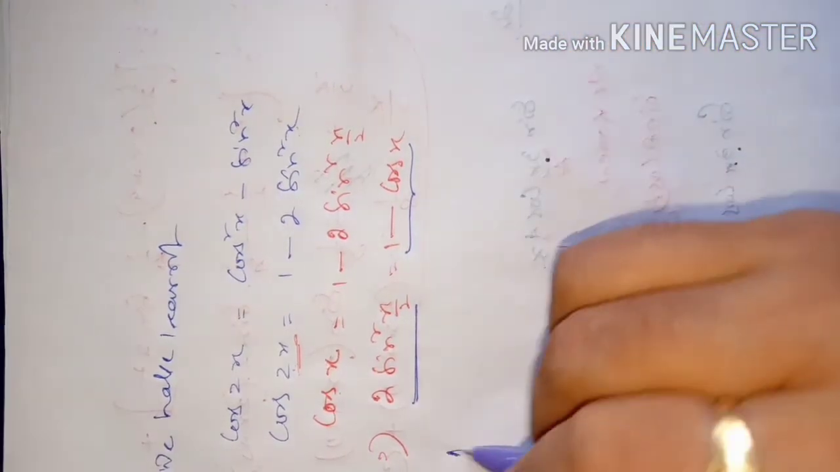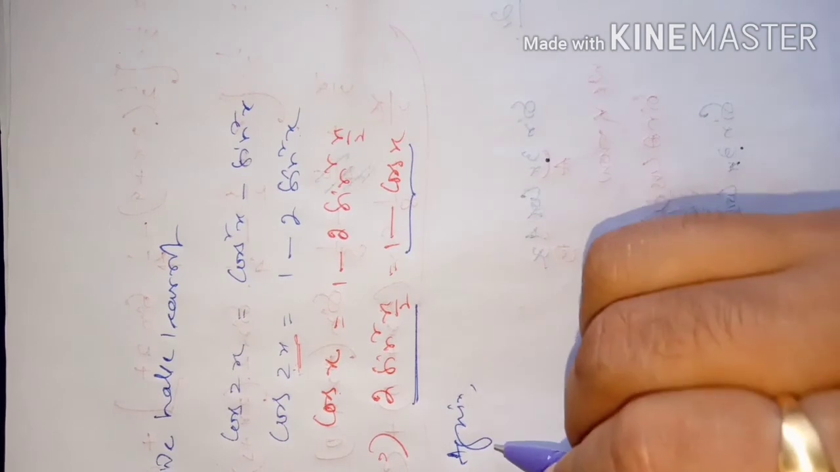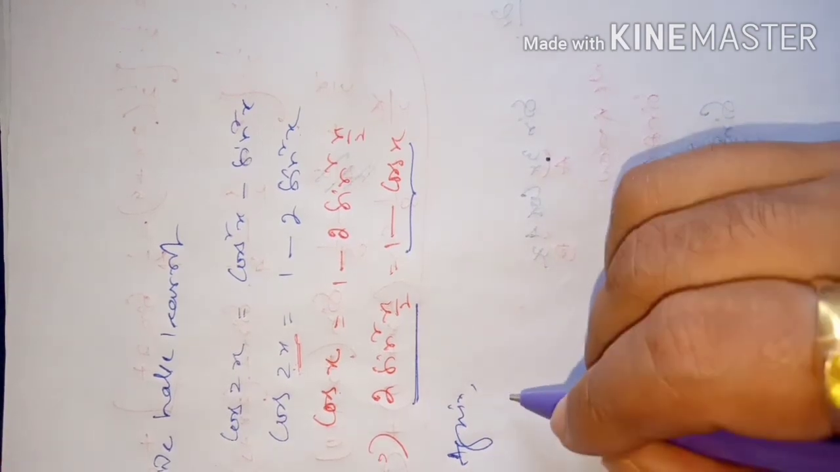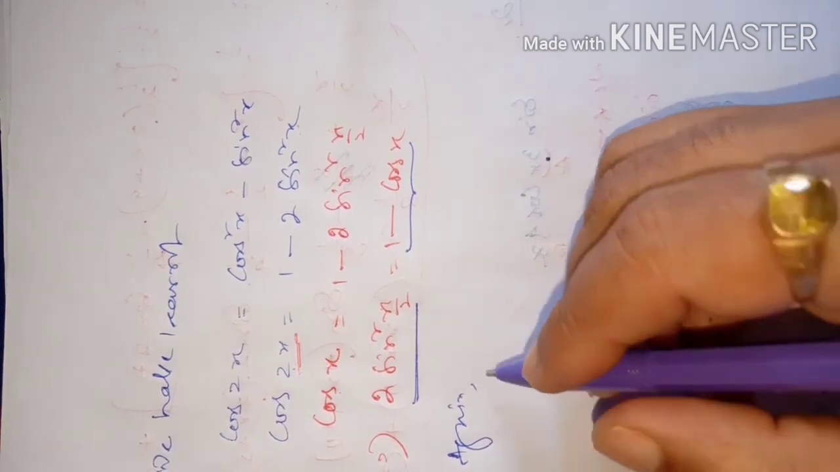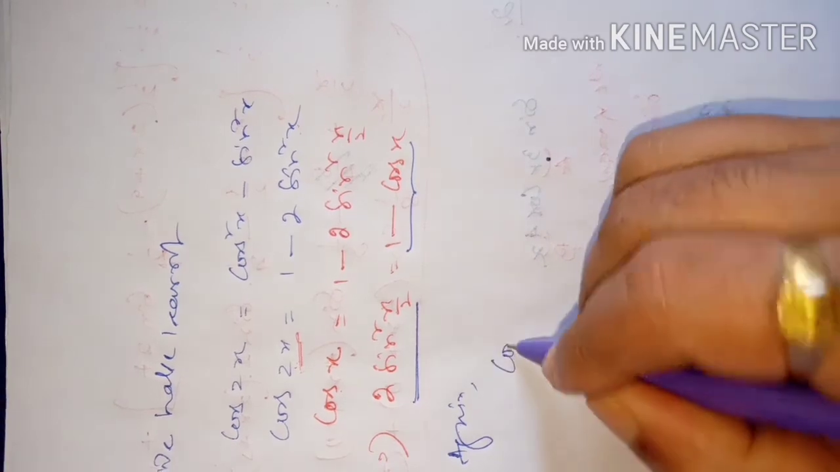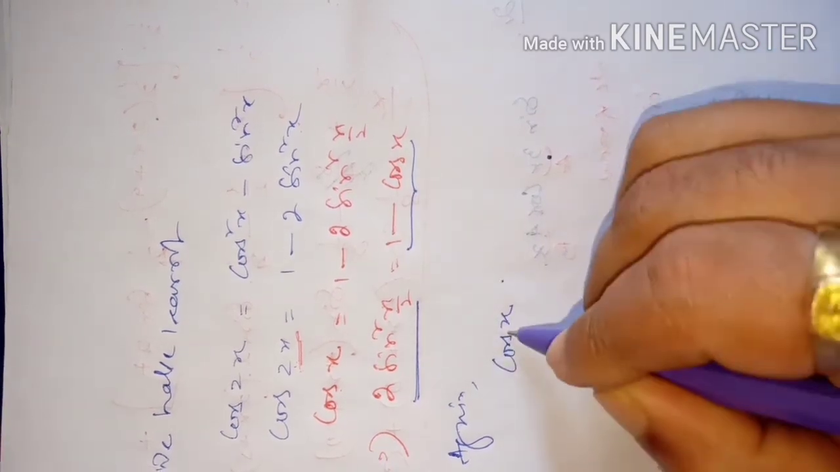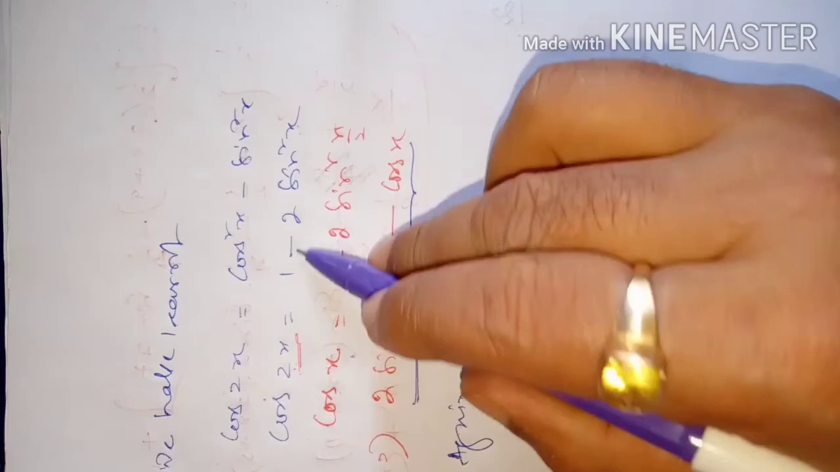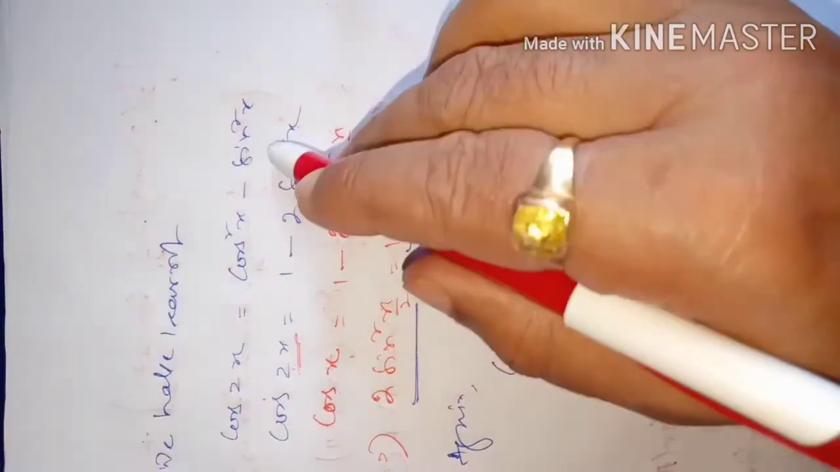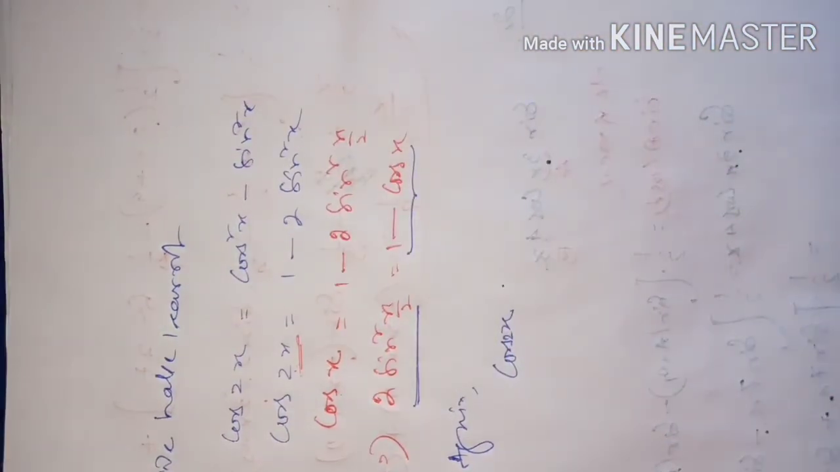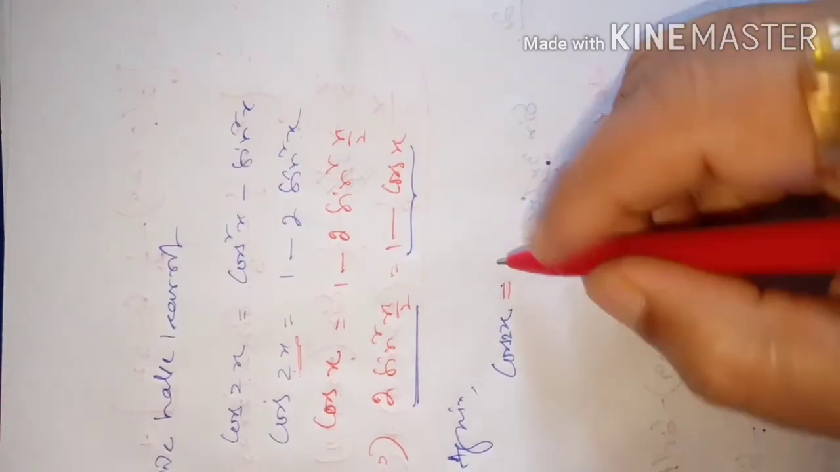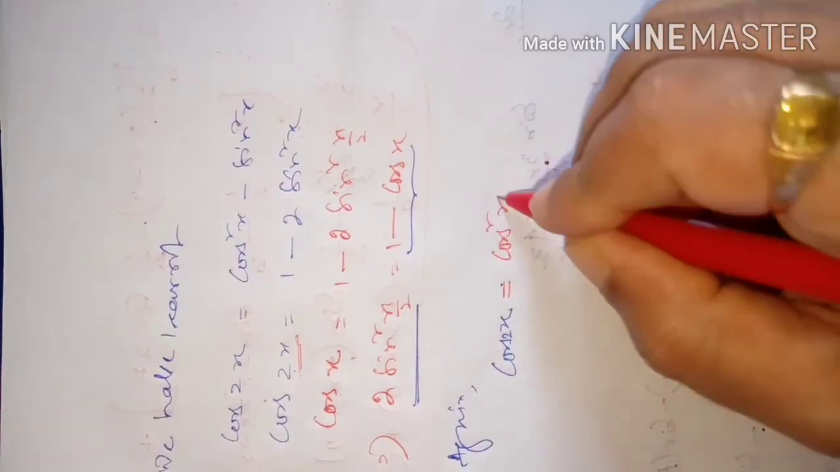Similarly, again you see, cos twice x equals cos square x minus sin square x. Now that cos square x minus sin square x, you can write like this also.